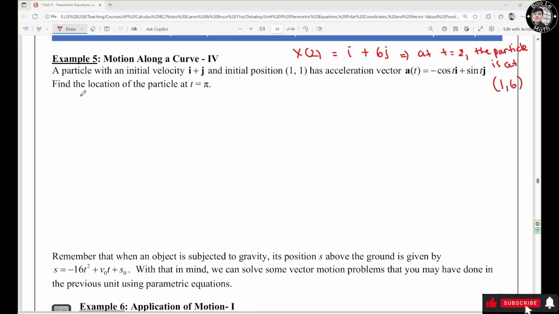Let's move on to example number 5. A particle with an initial velocity i plus j and initial position (1, 1) has acceleration vector a of t equals negative cosine t i plus sine t j. Find the location of the particle at t equals pi. Now again, example number 5 is similar to example number 4. You need to take the antiderivative of the function a of t to get the function v of t, right? So it is the antiderivative of negative cosine t i plus sine t j dt, right?